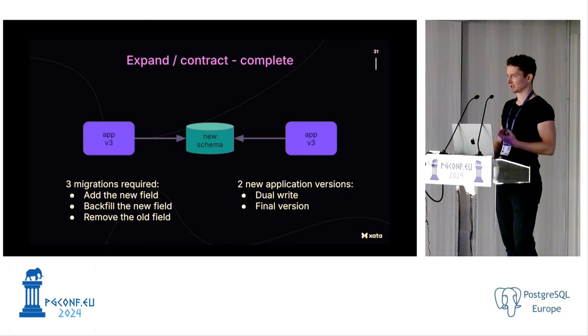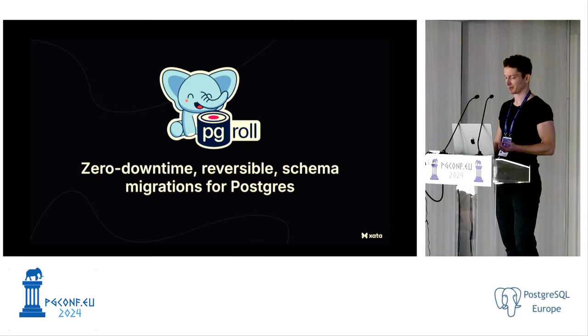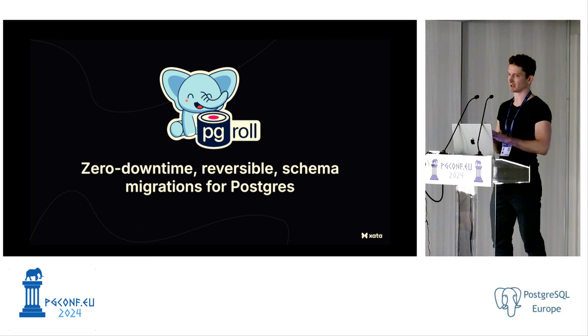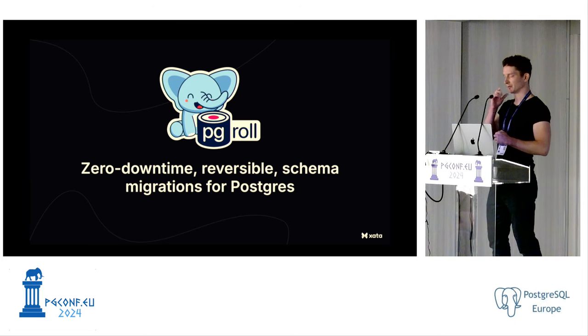So we've seen that the expand-contract pattern is a powerful technique for doing schema changes, but it's complicated. So we can look next at a specific tool called pgroll that we put together at Xata. It's an open source migration tool for Postgres that aims to do zero downtime reversible schema migrations for Postgres.